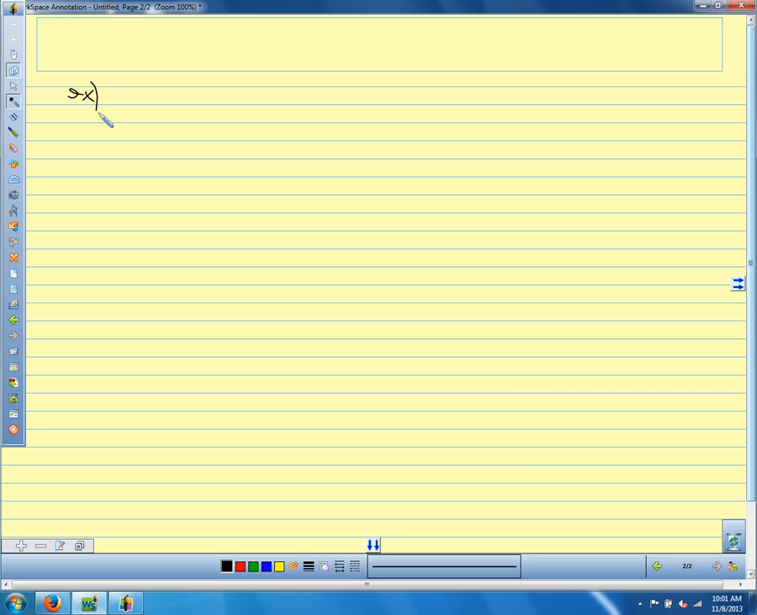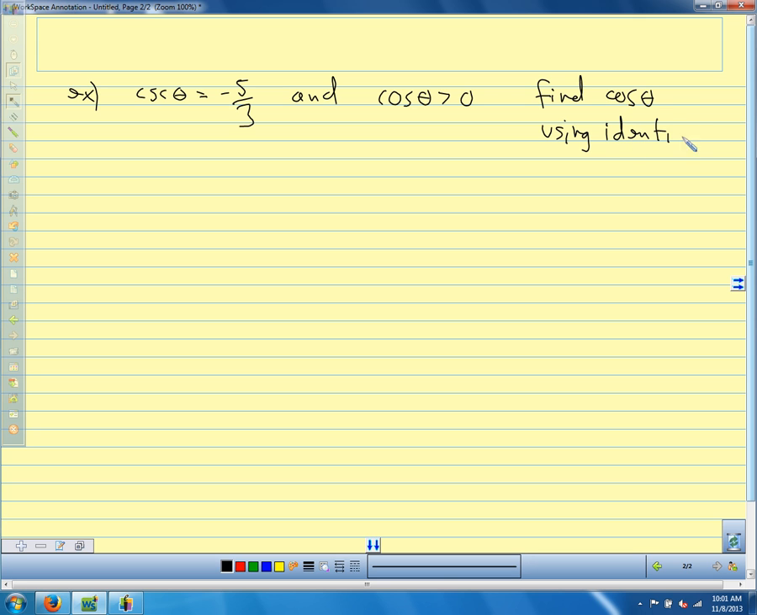Okay. So let's find cosine theta if cosecant theta is minus 5/3 and cosine theta is greater than 0. We want to find cosine theta using identities. So before we use identities to do this, how would we have done this before? Draw a triangle. These are the two sides of a right triangle, and we would draw a triangle. So we had a problem or two like this on our test history.